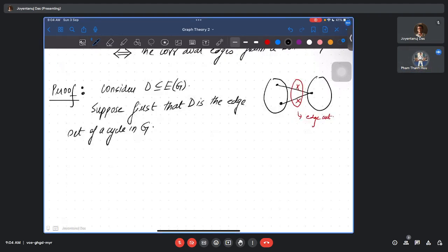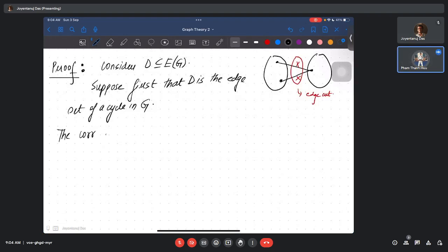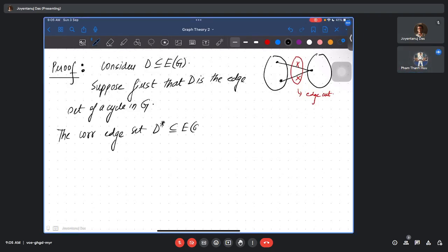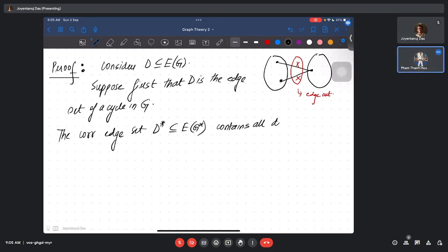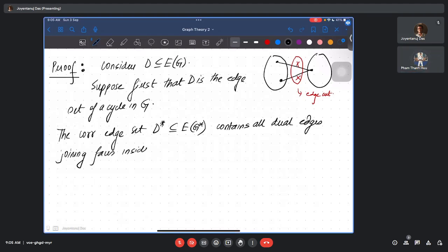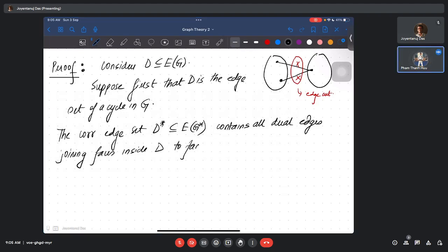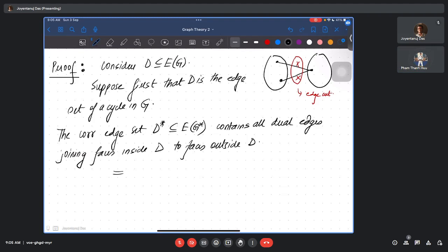So the corresponding edge set, let us name it D star, that is a subset of the dual graph, contains all dual edges joining faces inside D to faces outside D. Hence this will imply that D star is nothing but an edge cut. So let us see an example, and then we will understand.